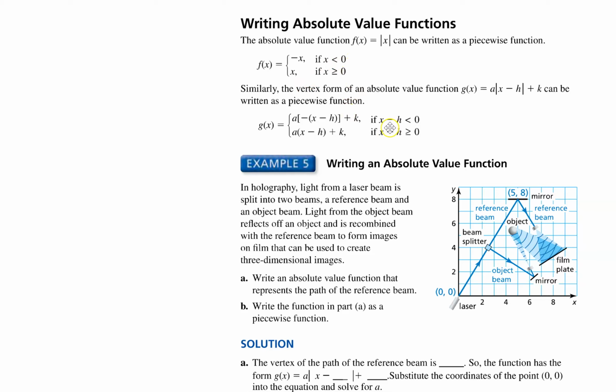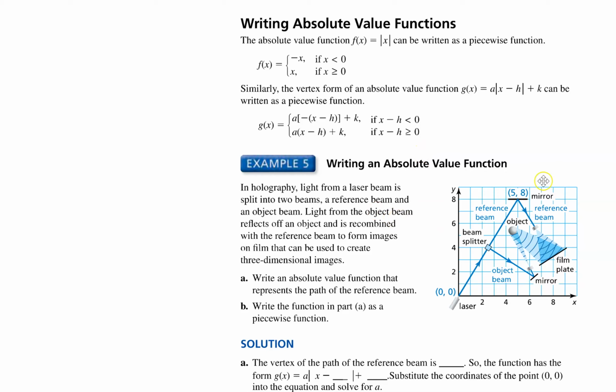Similarly, the piecewise form of an absolute value function, g of x is equal to a times the absolute value of x minus h plus k, can be written as a piecewise function. G of x is equal to a times the quantity negative, the opposite of x minus h, close parenthesis, close bracket, plus k, if x minus h is less than 0, or a times x minus h plus k if x minus h is greater than or equal to 0.